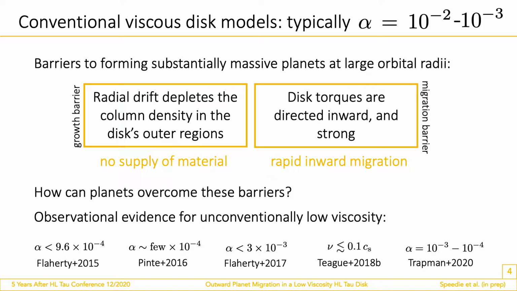So in our work, we explore how planets can overcome these two barriers and reach substantial masses out at large orbital radii if the disk viscosity is lower than typically assumed. And we note that a low viscosity is the direction that the observations are maybe currently heading. And I list here some examples.